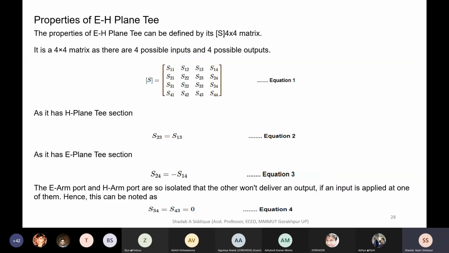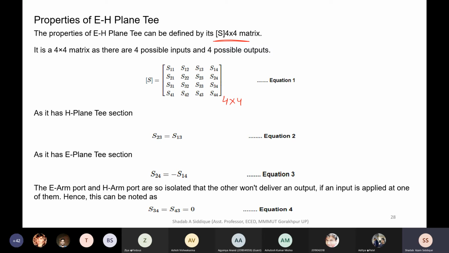Now, we have the properties, and the properties can be defined by the S matrix. We have a 4 cross 4 S matrix, defined in this way. This is the S matrix for the E-H plane tee. There are 4 possible ports, so 4 outputs are possible. If we have n ports, we get an n cross n matrix. Here we have 4 ports, so 4 cross 4, a total of 16 elements.